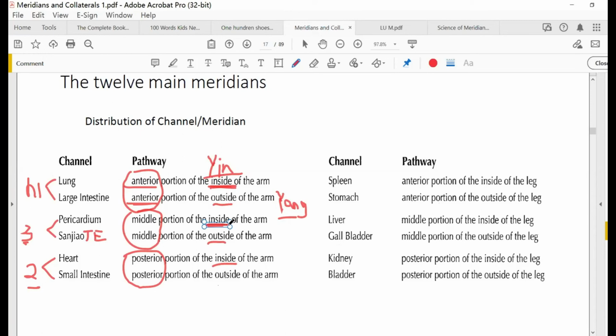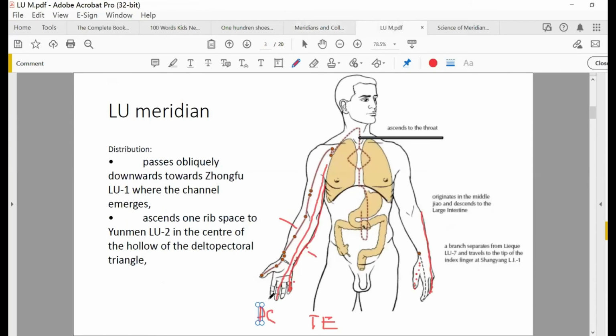And it's in the yin part, and in the middle, right? In the middle. So we will know this one is PC. In the middle and the yin part of the arm, that's PC.